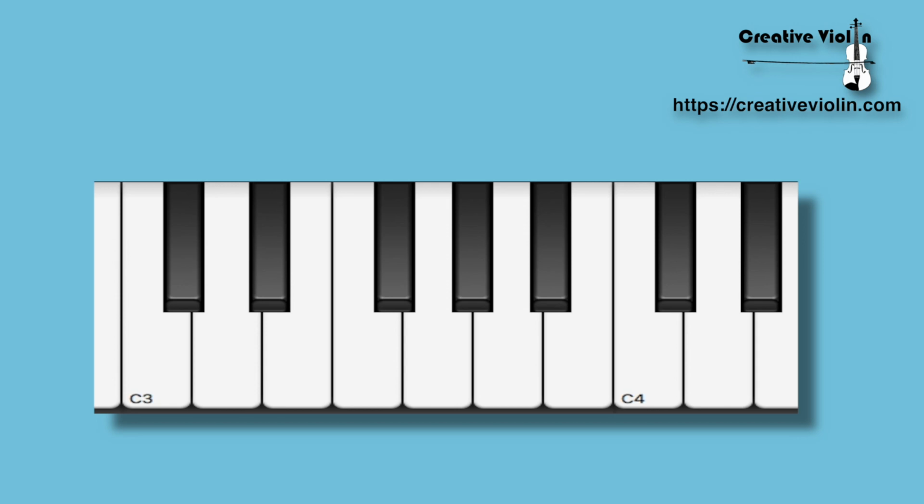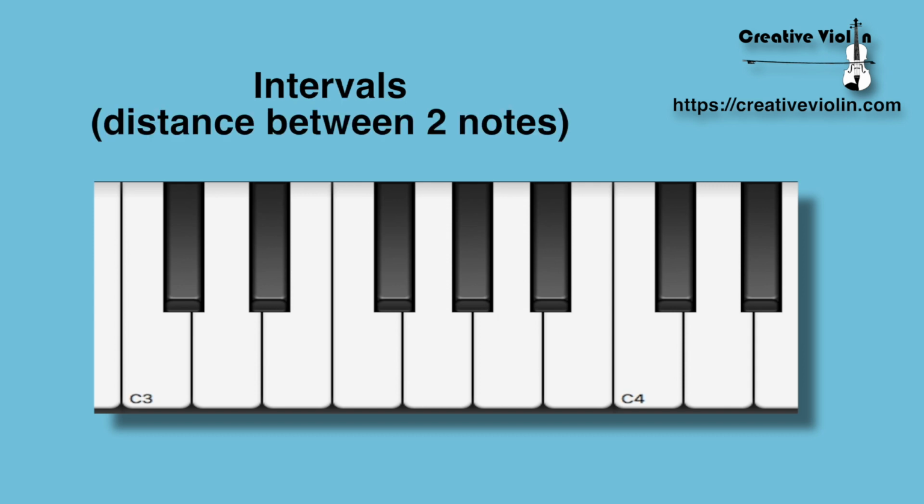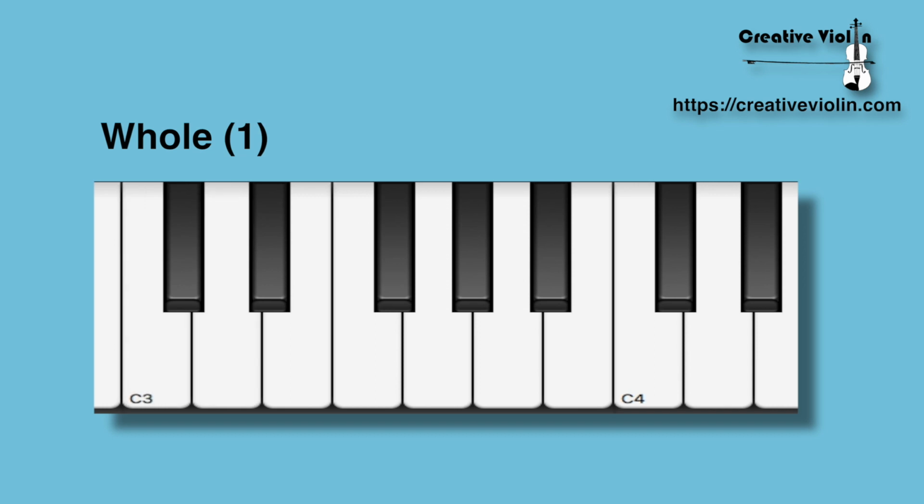Before we start playing the scales, we should look at the formula of a major scale. And to do that, we have to look at the intervals. An interval is the distance between two notes. We have a whole distance and we have a half distance. So the half distance is the same as one semitone, and the whole distance is equal to two semitones.